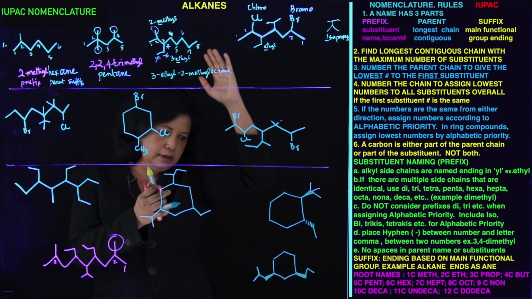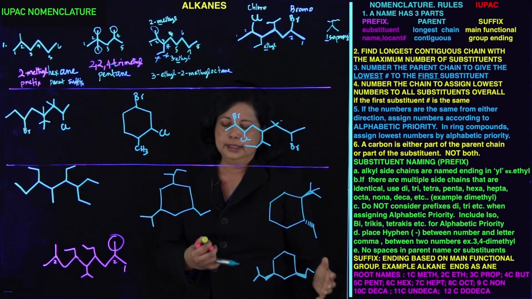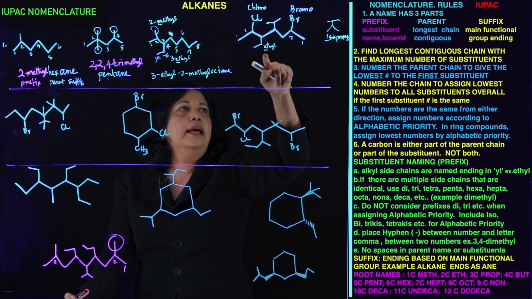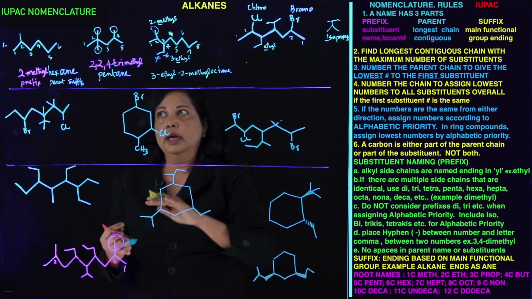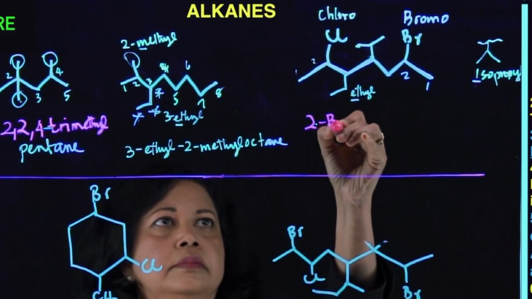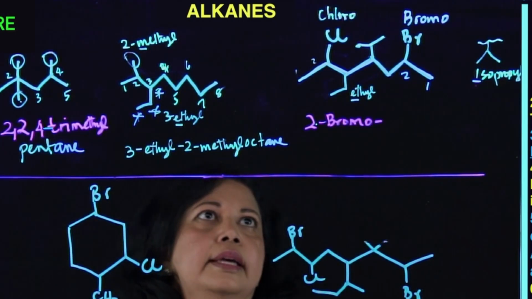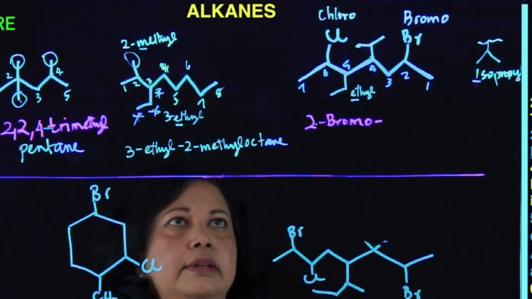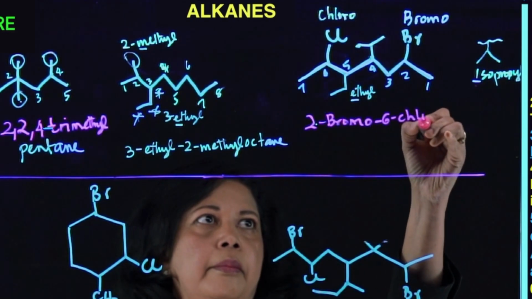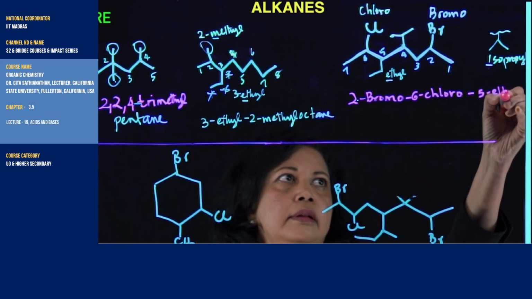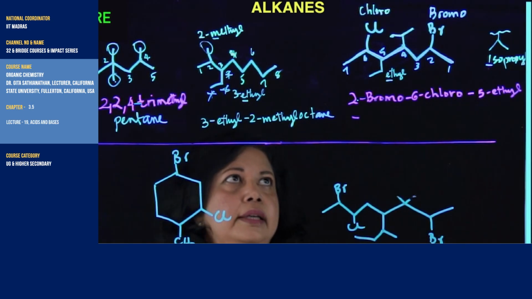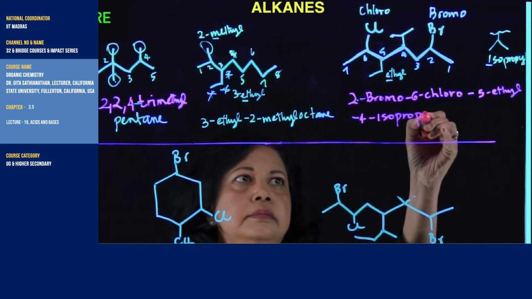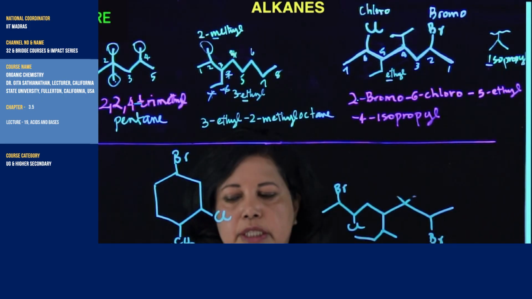So then you put all the kids according to alphabetic priority here. So when you're calling names, you call Adam, then Ben, and so on in the family. So you've called them according to the first letter. Bromo, then chloro, then ethyl, then isopropyl. Then you just put the numbers and write it down. 2 bromo, and then let's say 1, 2, 3, 4, 5, 6, 7. 6 chloro, 5 ethyl, and then I don't have space, but if I had, I'd put a line and continue. 4 isopropyl, and then the parent, which is heptane.